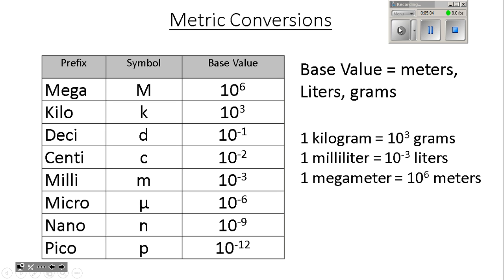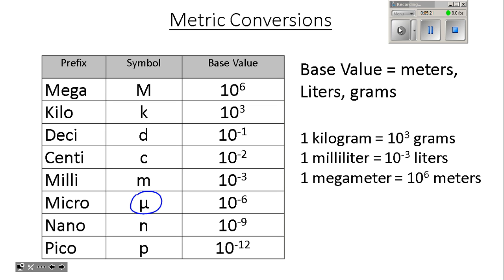So mega is a capital M. It is a 10 to the 6th power. Kilo, lowercase k. Everything else is lowercase. Micro is only a unit where you would have to remember the symbol that you have here, and that's this symbol for micros, 10 to the negative 6.